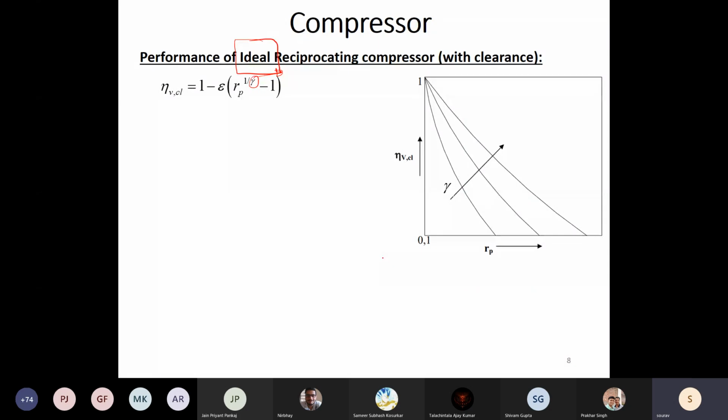So if I increase the pressure ratio, the volumetric efficiency will continue to decrease. Only if I have Rp equal to 1 will my volumetric efficiency go to 100%.